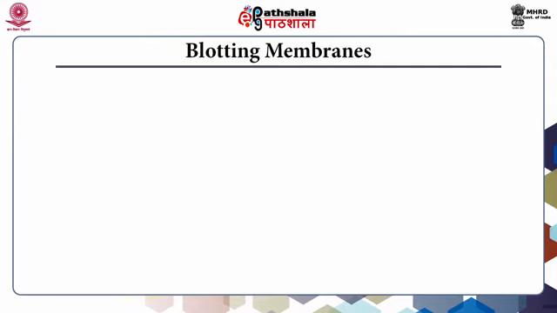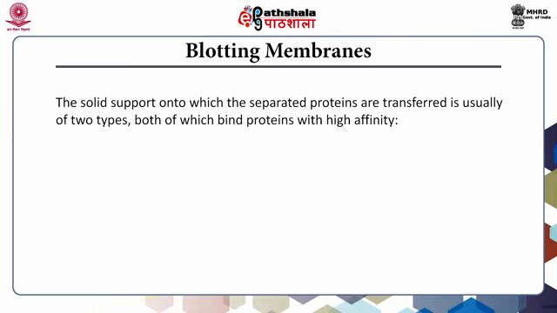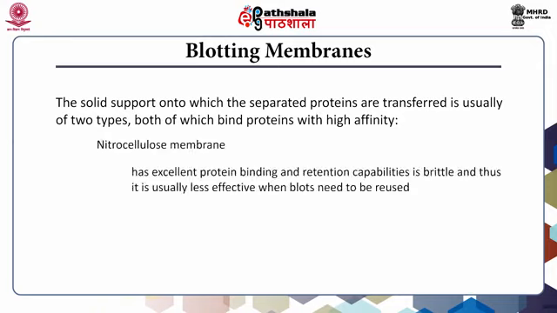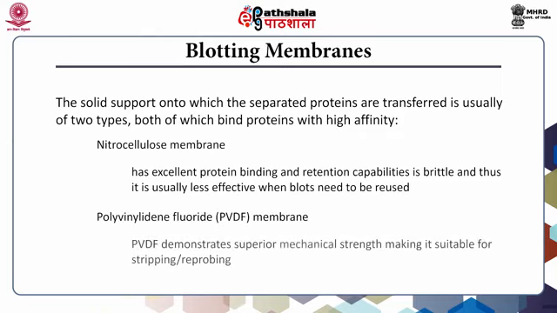So, what are the different blotting membranes which we can use in the process? The solid support onto which the separated proteins are transferred is usually of two types, both of which bind proteins with very high affinity. Nitrocellulose membrane has excellent protein binding and retention capabilities, but is brittle and thus is usually less effective when blots need to be reused. Whereas PVDF membrane demonstrates superior mechanical strength, making it suitable for stripping or reprobing.